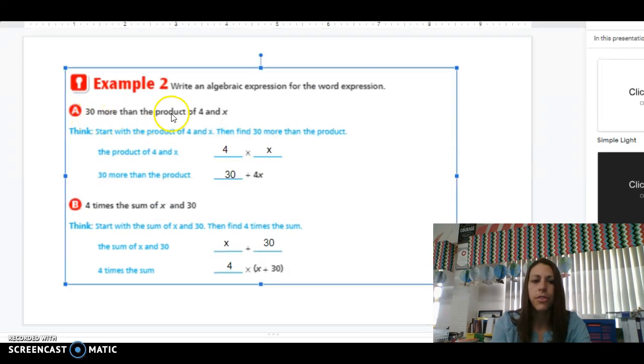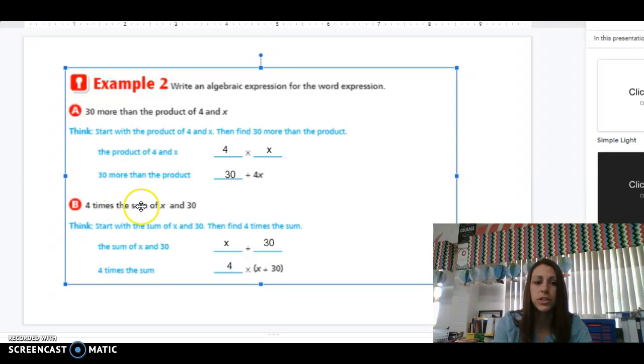Now let's look at 30 more than the product of 4 and x. This is where we have to take a word expression and write it into numbers. So we have 4 times x, and then we have the 30. So 30 more than 4 times x would be 30 plus 4x.